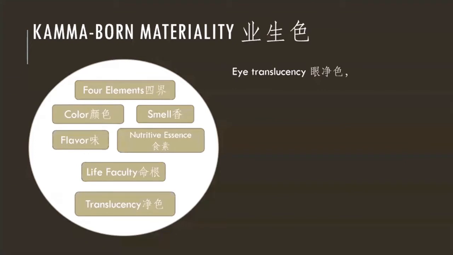Okay, the main thing is here, I would like to talk about the nature of eye translucency. It can be the foundations of, it can be impinged by the color or the shape. So we can know, we can differentiate the color, the shape, the form. This is because of mind and materialities working together.